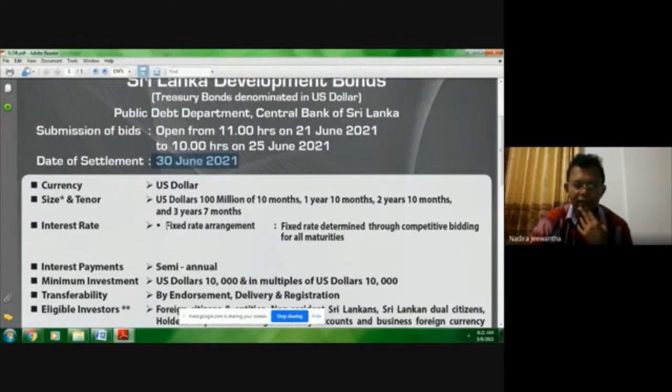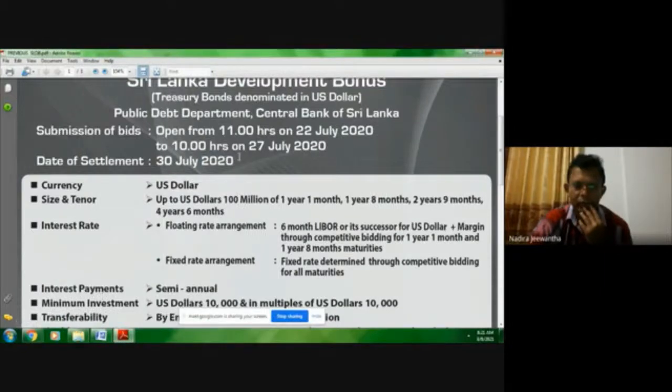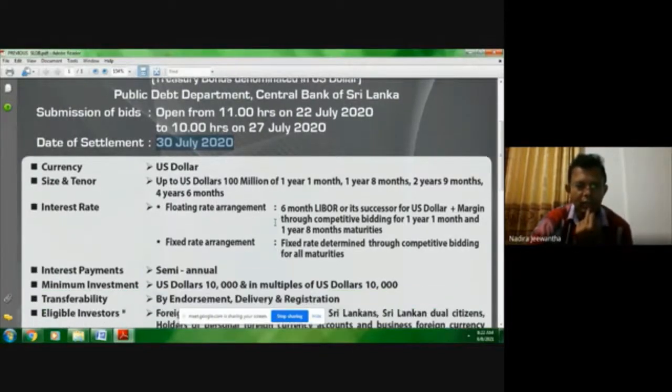Now see the interest rate, a fixed rate arrangement only, in 2021. Now see this one, 2020 July, the last year, not this year. When the central bank issued the SLDB auction notice, they had a floating rate as well. Now they don't have. But with rupee instruments, when the government issues rupee instruments, what are they? Treasury bills and treasury bonds. They don't have variable.